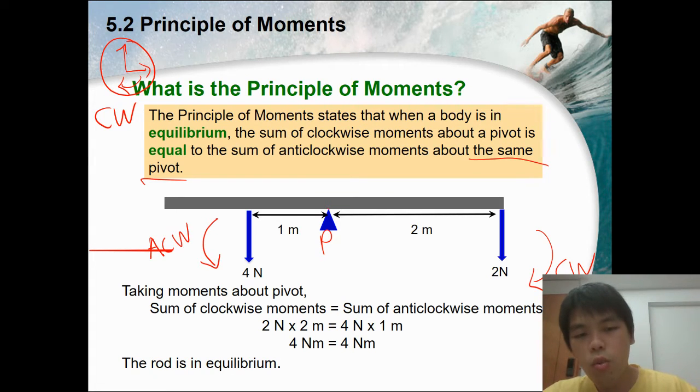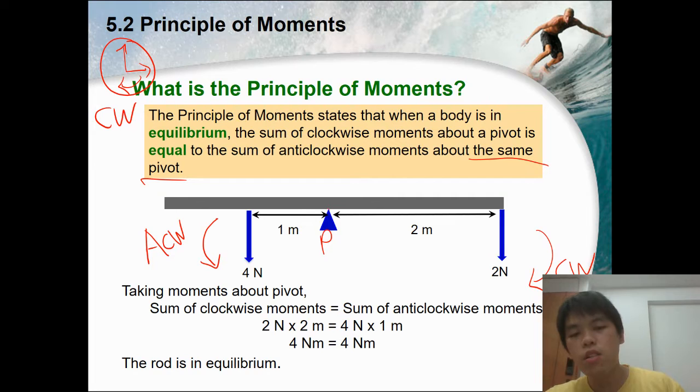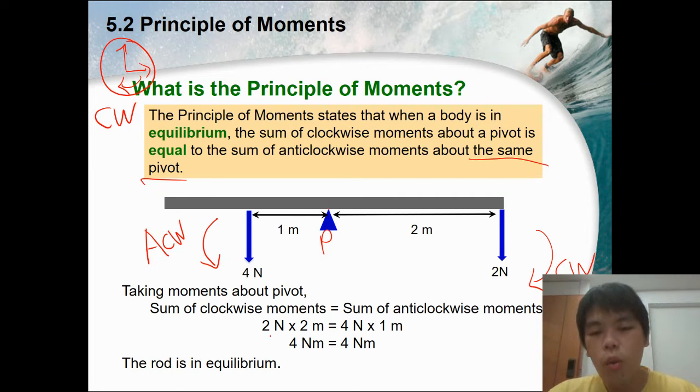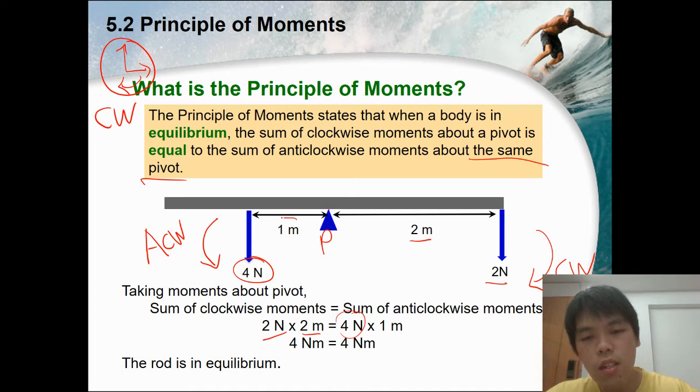Okay, so once we have this, let's do the calculation. Remember, moments is force times distance. So the clockwise moment, take the force, which is 2, times the distance, which is 2, perpendicular distance, remember, 4 newton. For the anti-clockwise here is 4 newtons, and the distance is 1 meter. So if we calculate for the clockwise moment, 2 times 2 will be 4 newton meters. If we calculate for the anti-clockwise, it's also 4 newton meters.